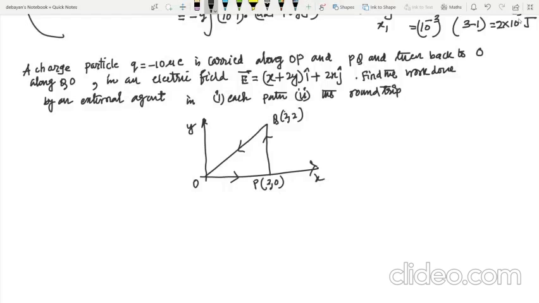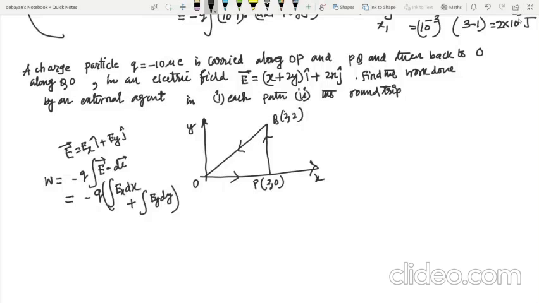Ex is the x component of the electric field and Ey is the y component of the electric field. So the work done formula is the same: force into displacement, and force is nothing but q into E, so you can write it like that, E dot D. If you put in the particular values, it comes out as Ex dx plus Ey dy. So that is the corresponding formula.